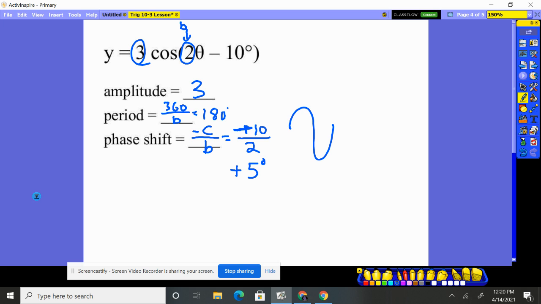It's that simple. That's all we have to do. The period, 360 divided by B. Phase shift, opposite of C divided by B. And again, this is your C value. That's your B value. So we do a couple problems like that. And again, you can always watch the videos for all the problems that I have for you.